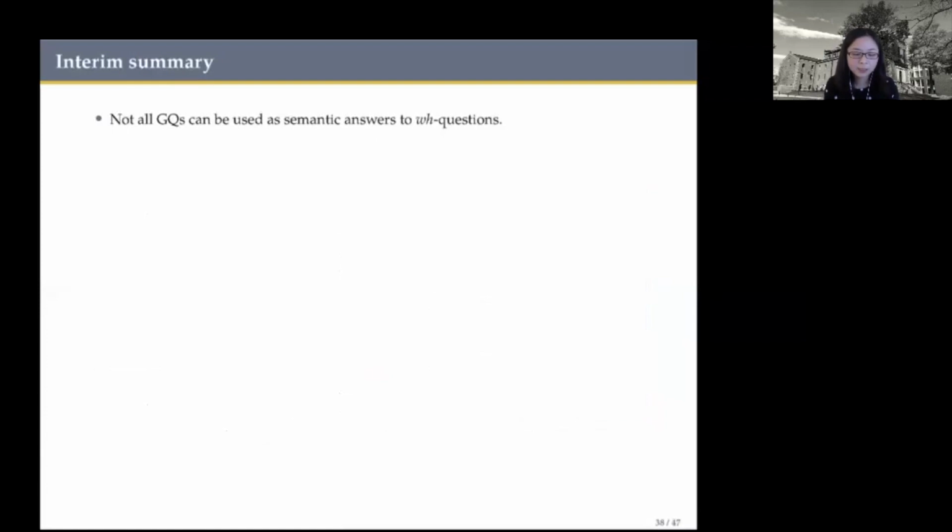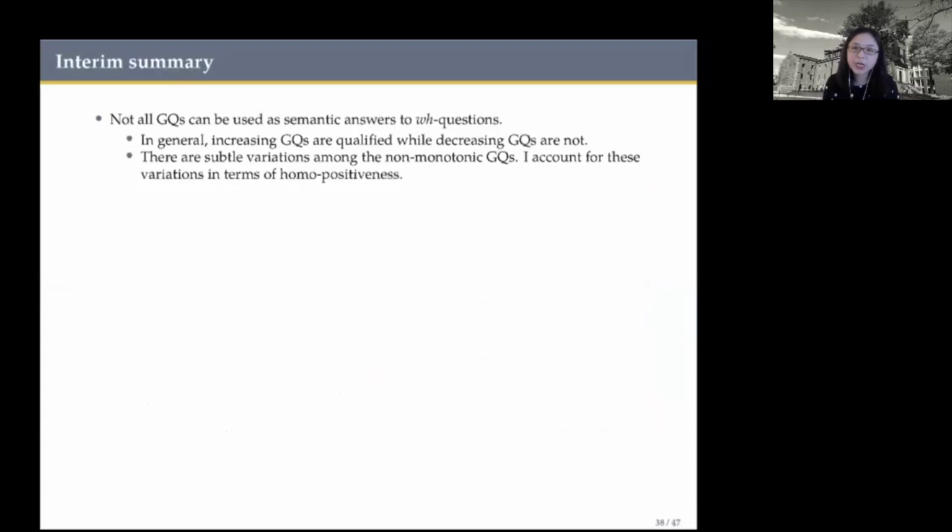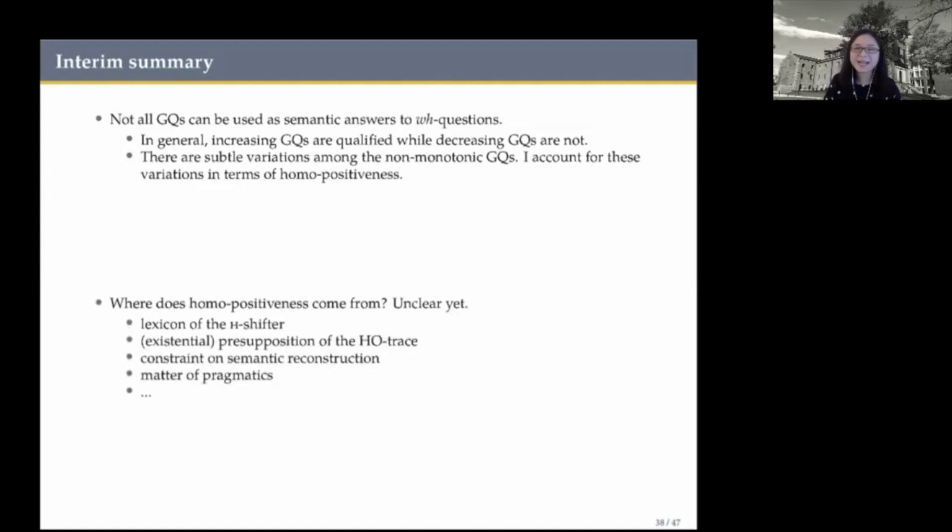Interim summary: not all generalized quantifiers can be used as semantic answers to derivation questions. In general, increasing generalized quantifiers are qualified, but decreasing quantifiers are not. We also observe there are some subtle variations among the non-monotonic GQs and account for those variations in terms of a new property which I call homopositiveness. Where does this homopositiveness come from? I don't know yet. Maybe it's in the lexicon of the edge shifter, maybe it's an existential presupposition of the higher order trace, maybe it's a constraint on semantic reconstruction, or maybe it's just a matter of pragmatics. And I have to leave that for future research.